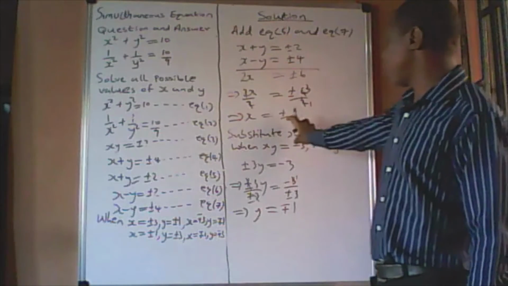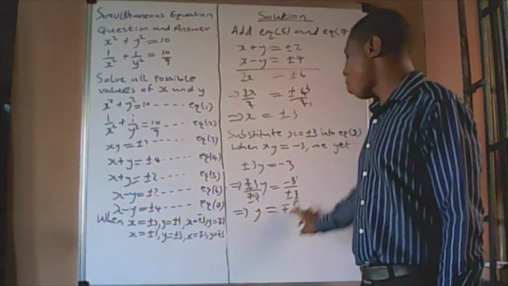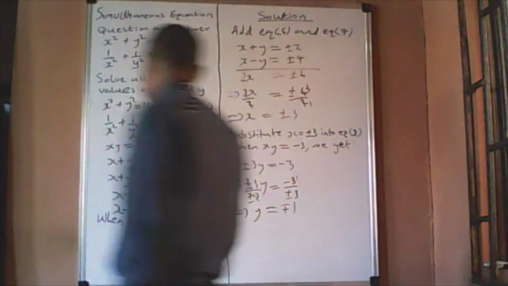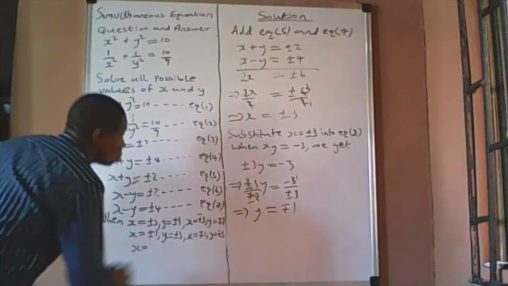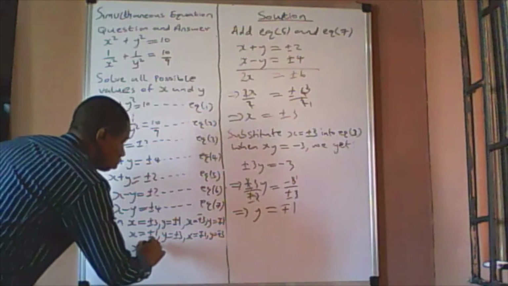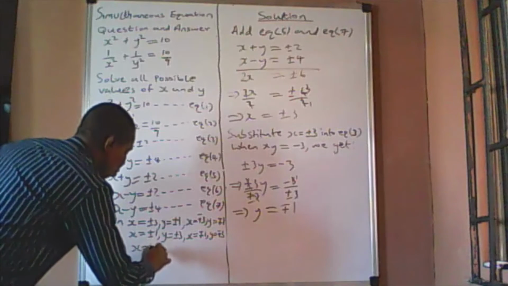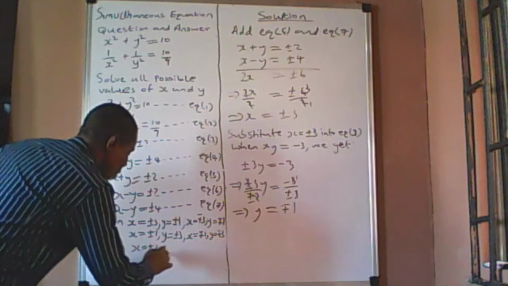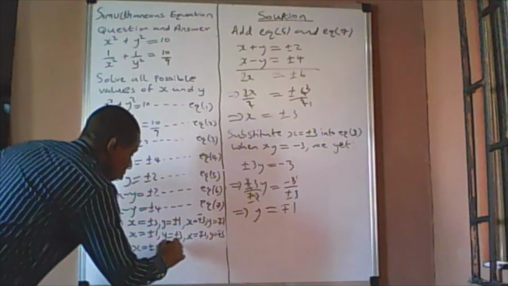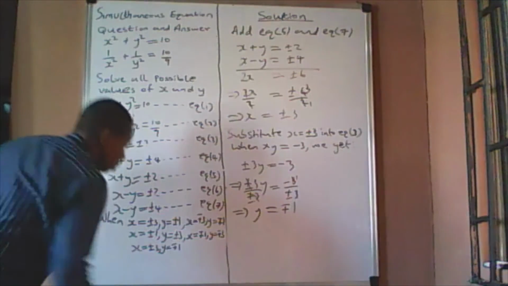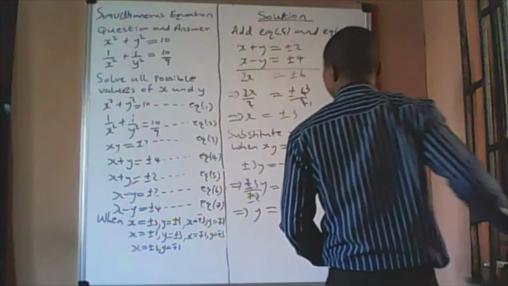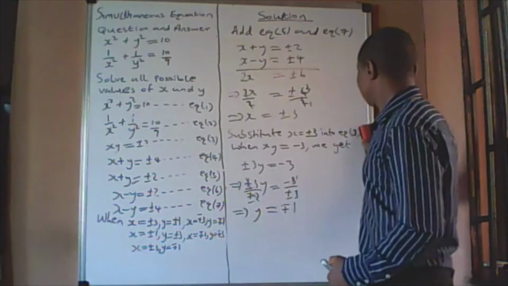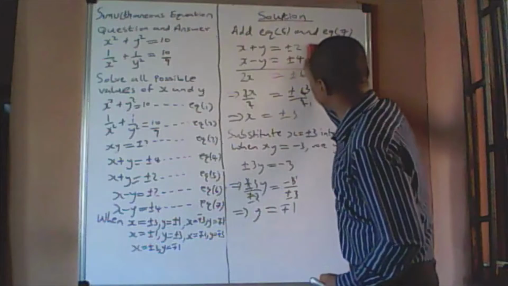We are getting the value of x and y. We write it here. x is equal to plus or minus 3, y equal to minus or plus 1. We continue.